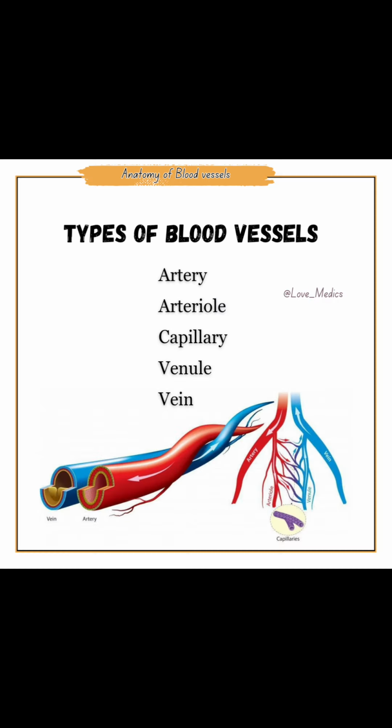So that's all. These are the types of blood vessel: artery, arteriole, capillary, venule, and vein. Arteries carry the oxygenated blood from the heart, and it passes via arterioles to the capillary, where it supplies the oxygen and nutrition to the tissue, and it takes the waste products and deoxygenated blood from the tissue to the heart.